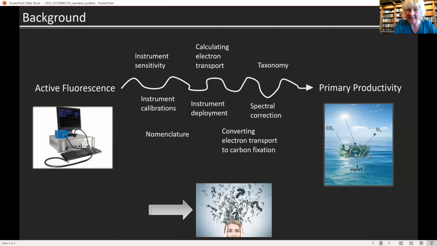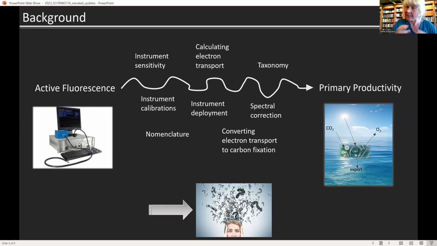Of course, it's not quite as easy as this slide would make you think. There is a lot of confusion about how slightly different types of these active fluorometers actually compare to each other, with different sensitivities, different kinds of calibrating, and how well they compare. Then it's easy to recognize that these fluorometers measure fluorescence. They don't actually measure primary productivity.